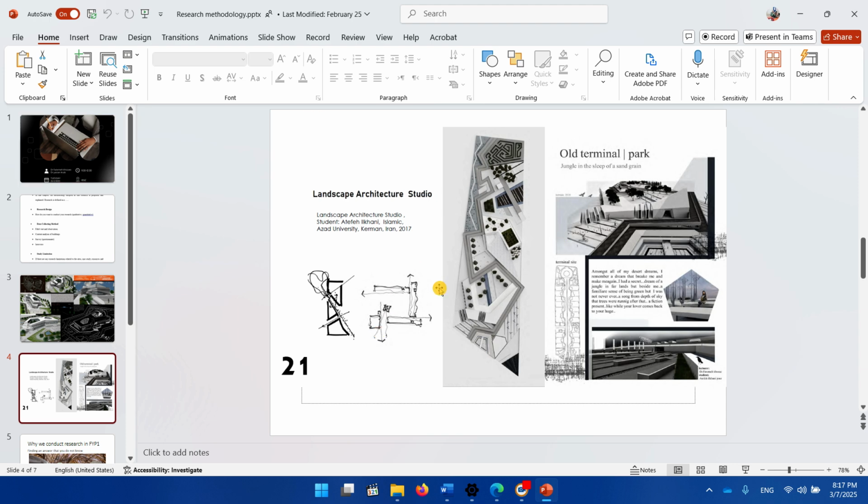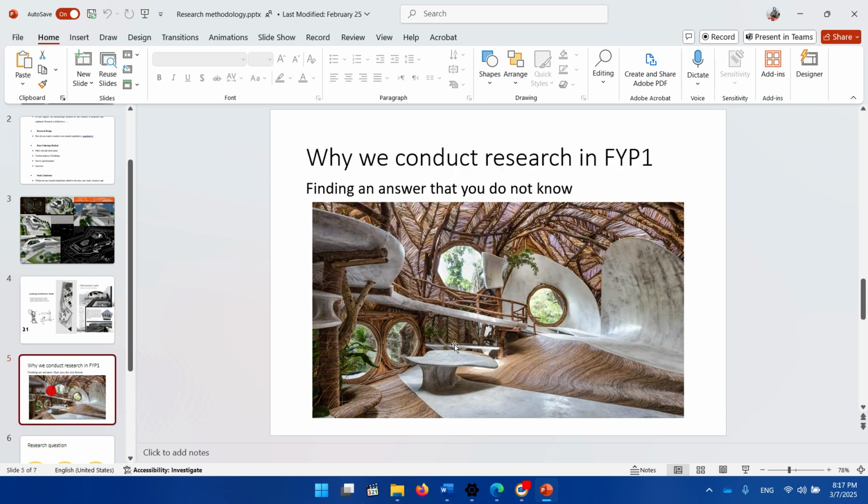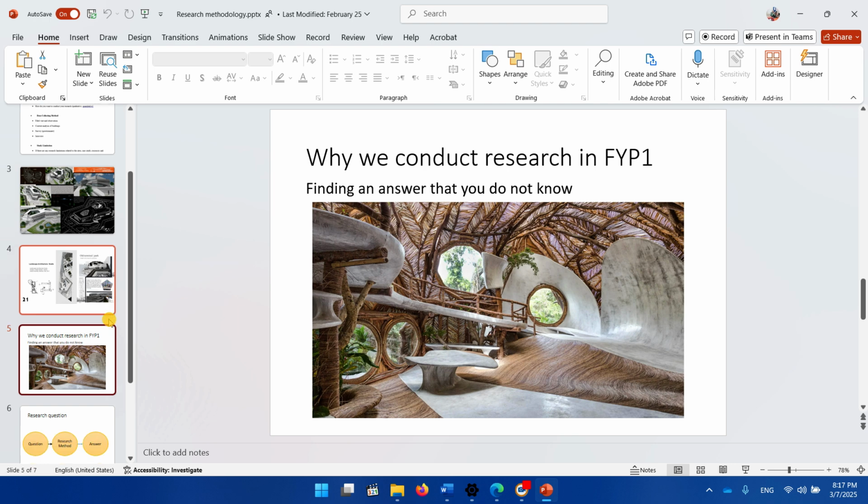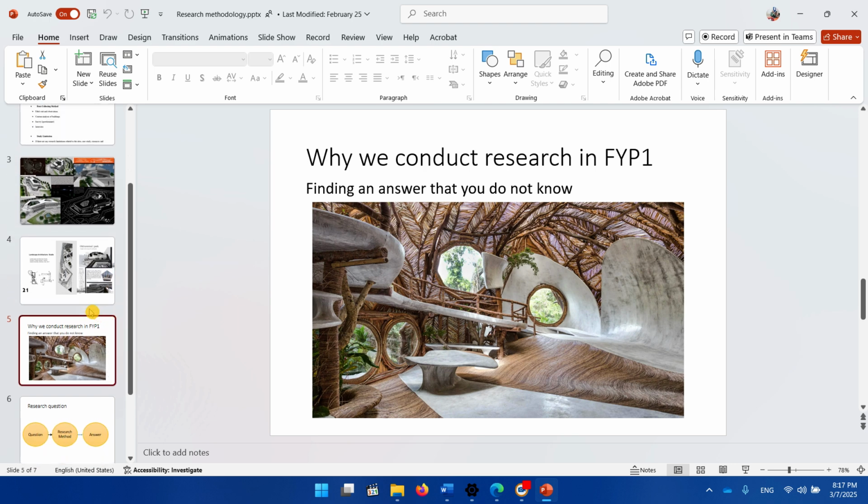So what is the FYP1 about? In FYP1, or Final Project 1, you're preparing yourself for design. You're trying to collect some data, some information that helps you in the design. That's why in the FYP1 that we have this semester, you have to produce a very good report, so that next semester when you want to start designing, you don't have any problem.